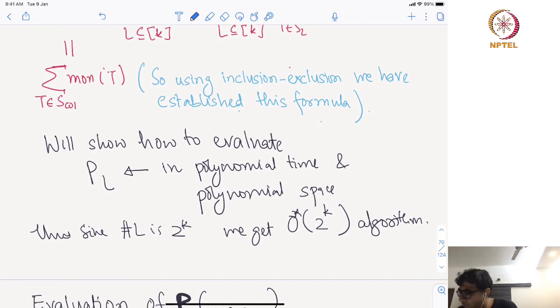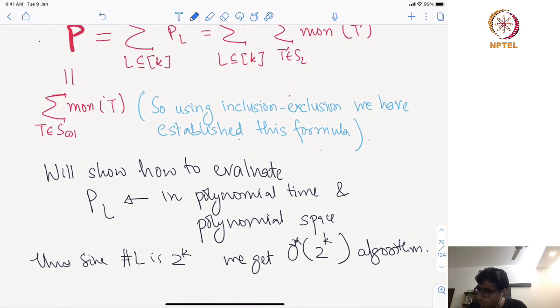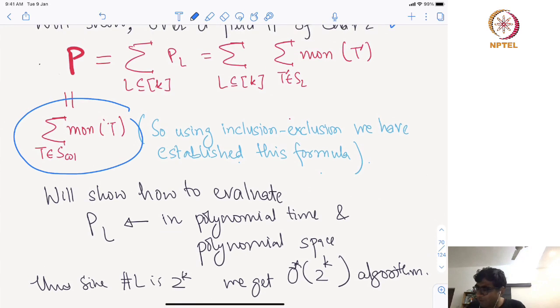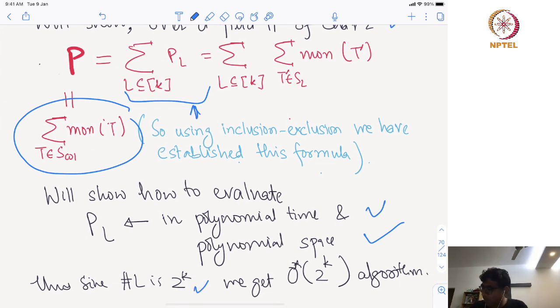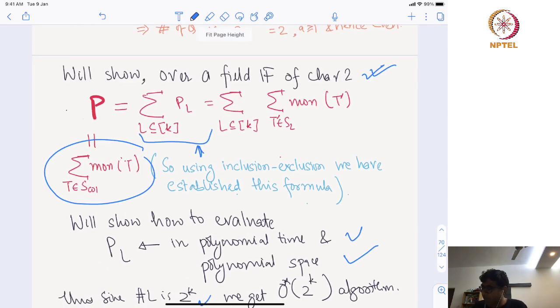Now, we will show how to evaluate PL. So, rather than evaluating this, we will take this definition to evaluate P efficiently. I am going to tell you how to evaluate one particular PL in polynomial time and polynomial space. Now, how many terms are there? The number of terms is 2 power k. So, that will automatically imply an O star 2 power k algorithm, that is 2 power k times poly n time and poly space algorithm. Okay, so now we have established this formula.